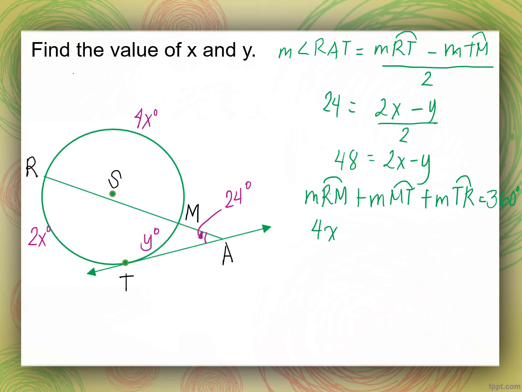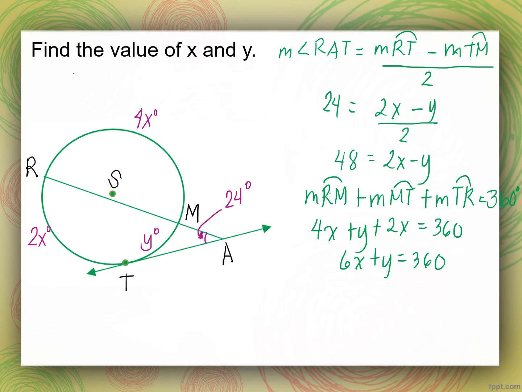MT is y. And TR is 2x. And that is equal to 360 degrees. Let's simplify 4x plus 2x. So that is 6x plus y is equal to 360 degrees.